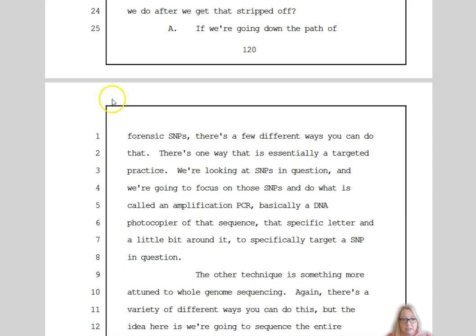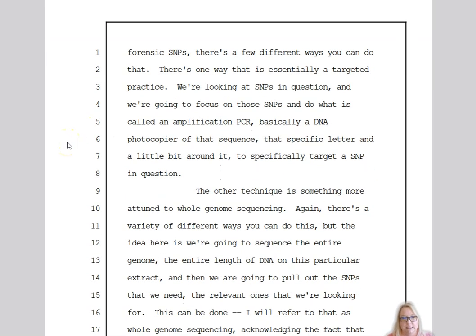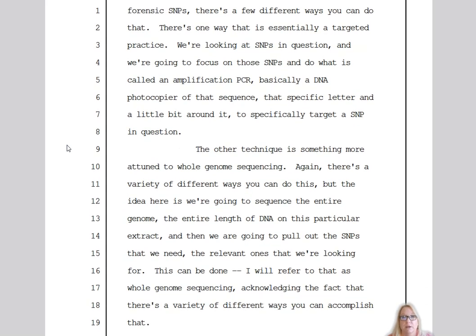So Mr. Helwig here says, if we're going down the path of forensic SNPs, there's a few ways you can do that. There's one way that is essentially a targeted practice. We're looking at SNPs in question, and we're going to focus on those SNPs and do what is called an amplification PCR. Basically, a DNA photocopier of that sequence, that specific letter, and a little bit around it to specifically target a SNP in question. So they're going to, like he says, the photocopier, okay? Amplification. Think about amplify with sound, louder, right? So they're going to amplify it, okay? Photocopy it.